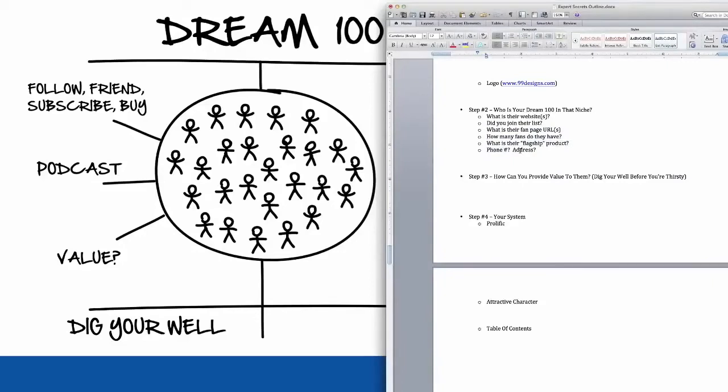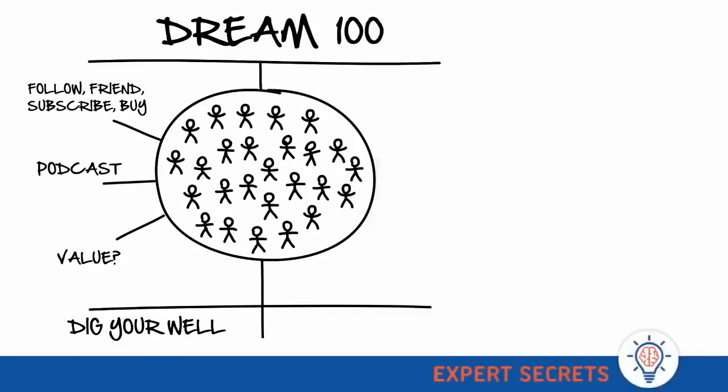Okay, all right. So you can see right here, you guys, the first step here on the left hand side is you've got to follow, you've got to friend, you've got to subscribe, you've got to buy their products if you can afford them, because you need to start really understanding these people. Okay. Now the next thing is, what do you have that you can do to provide value to these people?